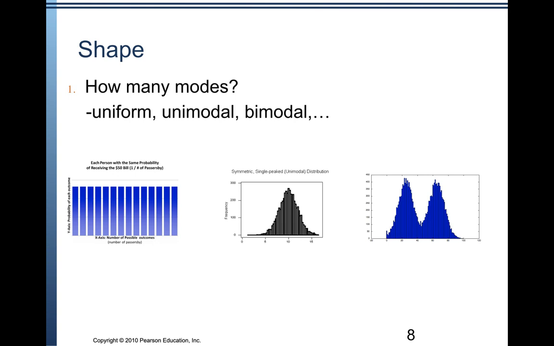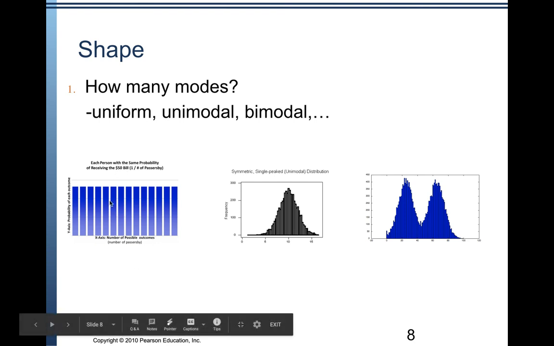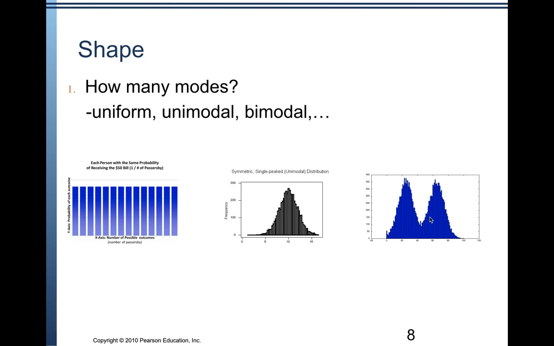So when we talk about shape, we're looking at first how many modes it has. Is it uniform? Is it unimodal, meaning one mode, or bimodal, meaning two modes, and you could have more than that. A lot of times, if a histogram or a set of data has more than one mode, we'll usually refer to that as multimodal, multi meaning more than one. But you could also be specific, like bimodal, trimodal, quadrimodal, and so on and so forth.